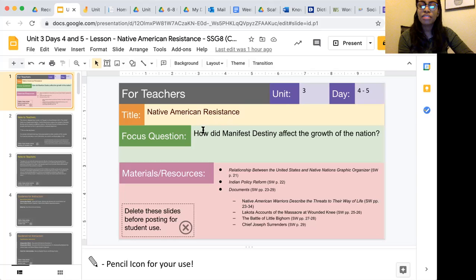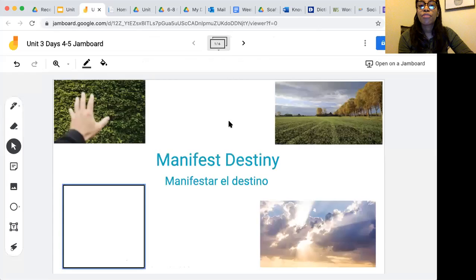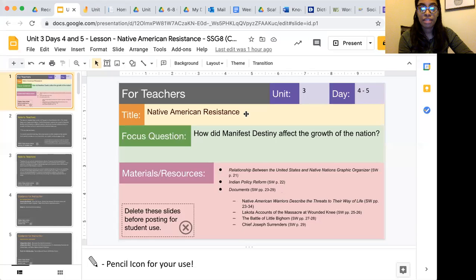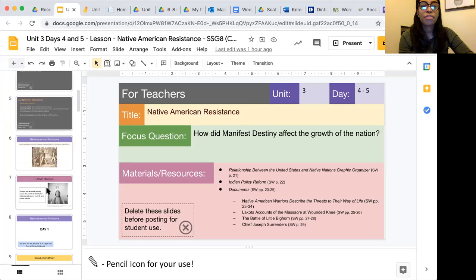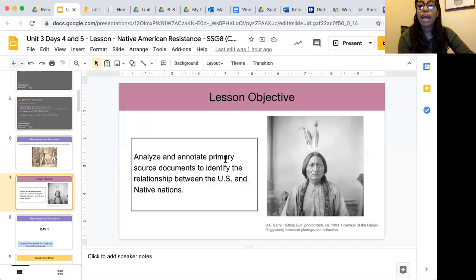And in terms of how did Manifest Destiny affect the growth of the nation, Manifest Destiny is a term that should have been unpacked for lesson 4, as I previewed in the interactive Jamboard glossary for day 4. And the lesson objective remains the same, where the students have to analyze and annotate primary source documents to identify the relationship between the United States and Native nations.